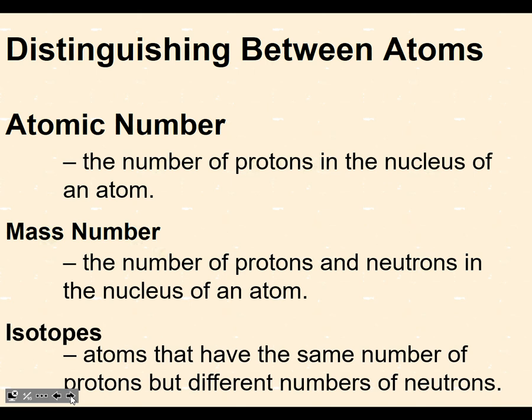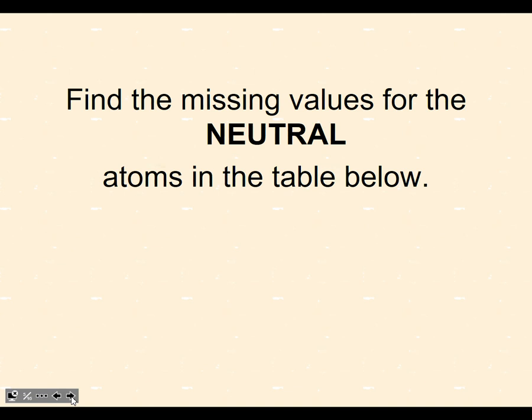So what's an isotope? An isotope is an atom that has the same number of protons, so that keeps it the same element, but it has a different number of neutrons, so it has a different mass. Okay, so isotopes are really just the same atom with a different mass number because of the different number of neutrons. Now, we could find the missing values for neutral atoms. A neutral atom, remember, means where the protons and the electrons are equal to each other because all the positives cancel out all the negatives.